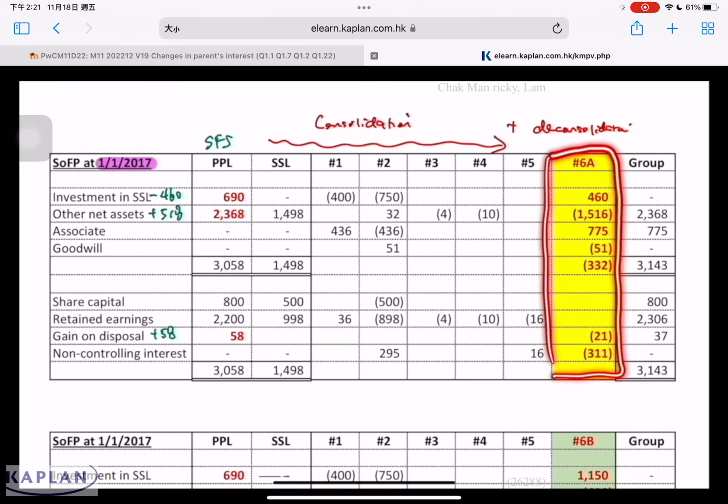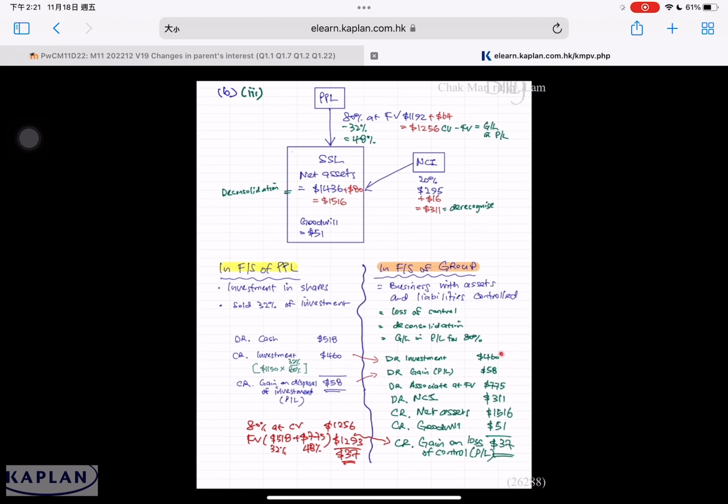Let me show to you. At the group level, we must reverse the 460. If you don't reverse the 460, when calculating goodwill, your investment becomes negative. At the group level, we must reverse the 58. This 58 is the gain at the company level. At the group level, our gain should be 37. Reverse the 58 and put in 37. Then the remaining 40% becomes investment in associate, derecognize NCI, deconsolidate assets, liability, and goodwill. The difference is considered as a gain on the loss of control.